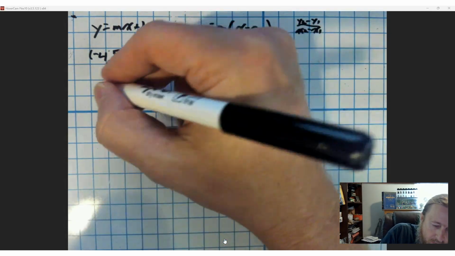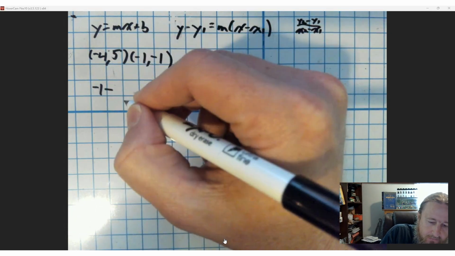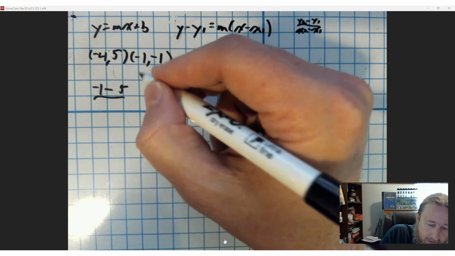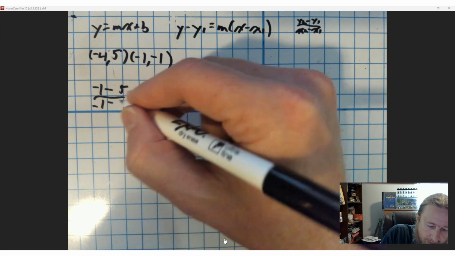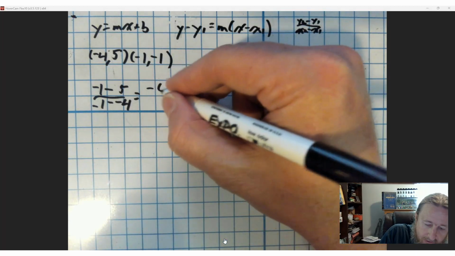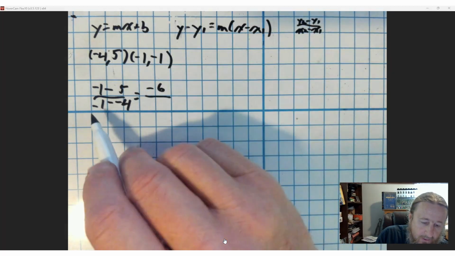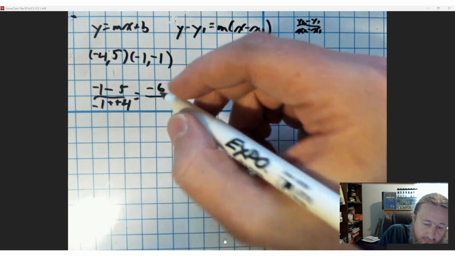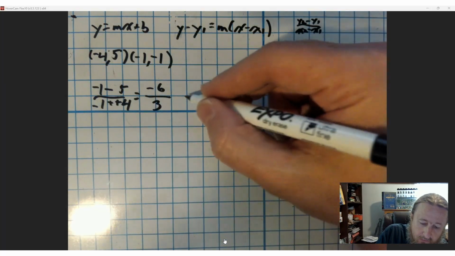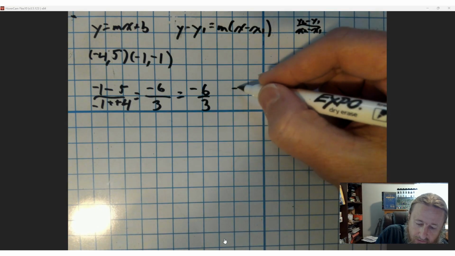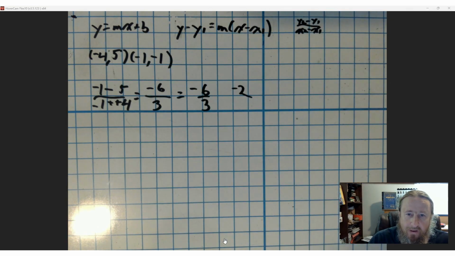So we're going to take y2, which is -1, minus y1, which is 5, and then we will take our x2 and say -1 minus a -4. -1 minus 5 is -6 over -1 minus a -4 is +4. So that will give us -1 plus 4 is 3. So we get -6 over 3. We are going to reduce that and get -2. So this first line has a slope of -2.